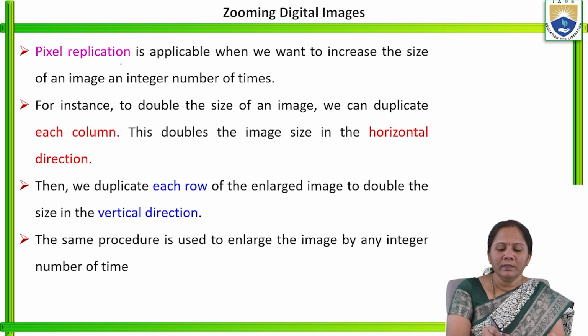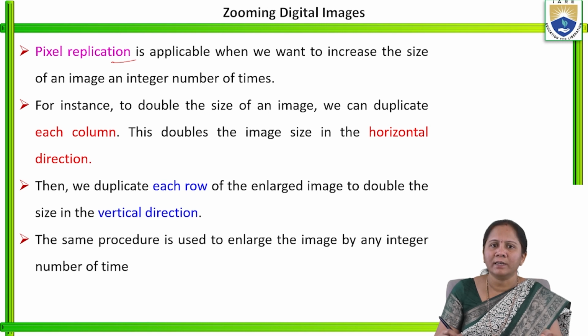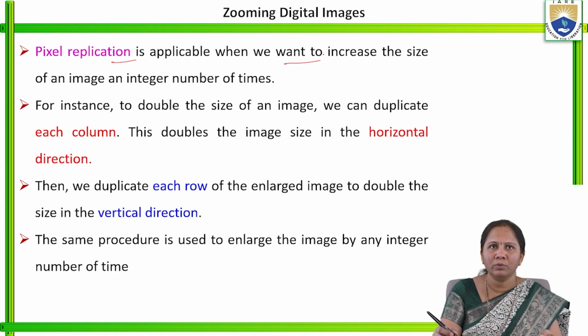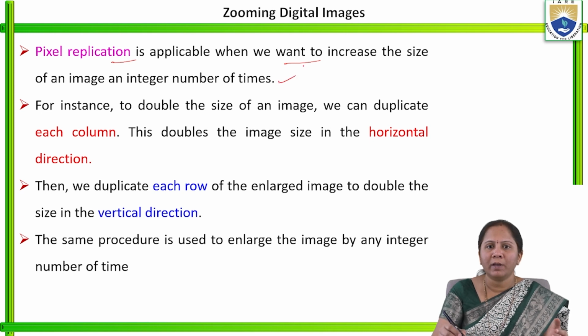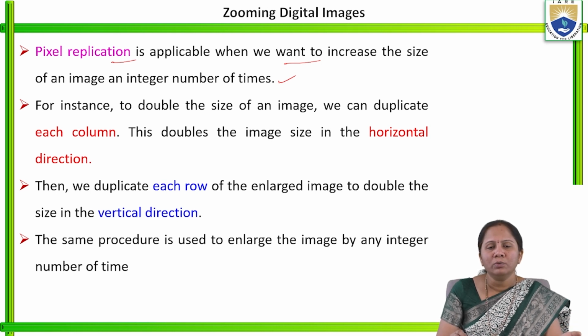Now, here, if we zoom the image, comparing the original image and the zoomed image, the number of pixels will increase, and we have to allot new intensity values to the newly generated pixels. Pixel replication is applicable when we want to increase the size of the image by an integer number of times. For instance, we can increase the number of rows and columns.